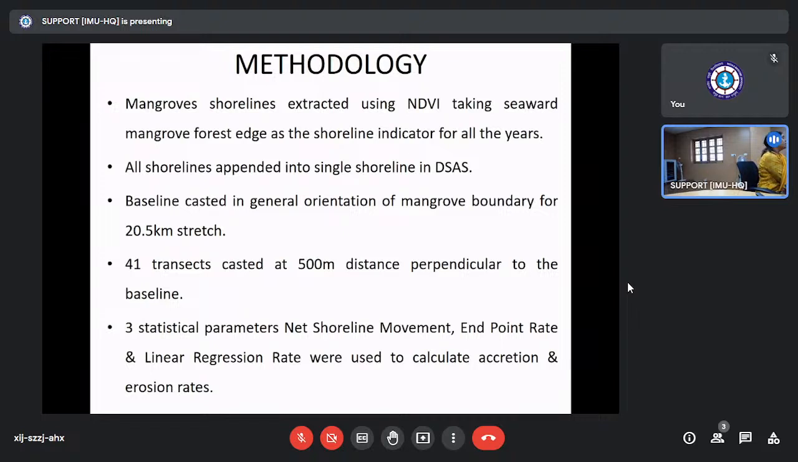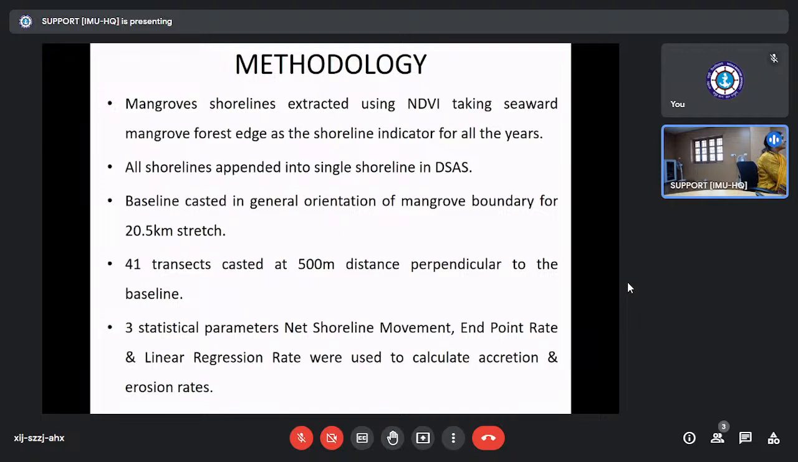This was performed in the Digital Shoreline Analysis System, DSAS. The shoreline was a 20.5 kilometer stretch, for which 41 transects were cast at a difference of 500 meters.